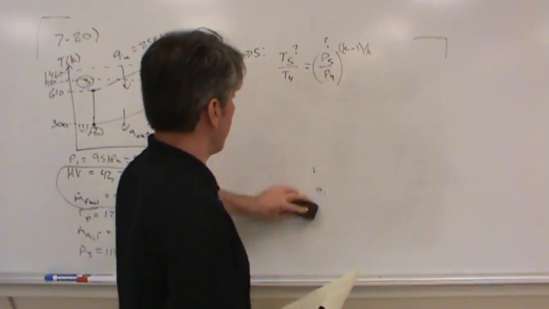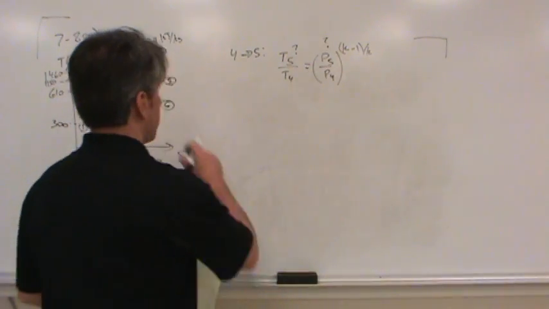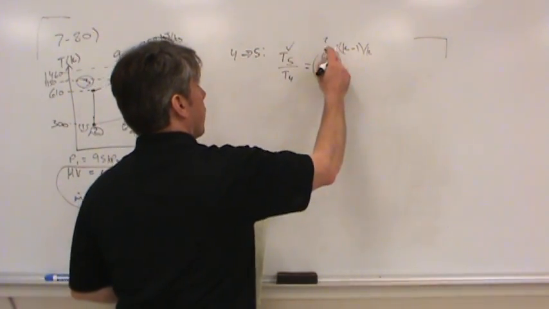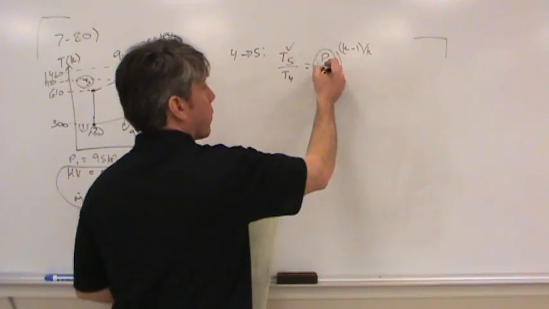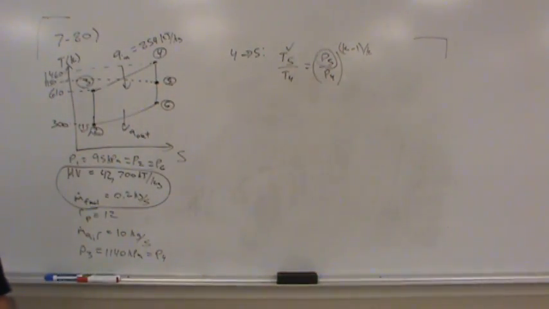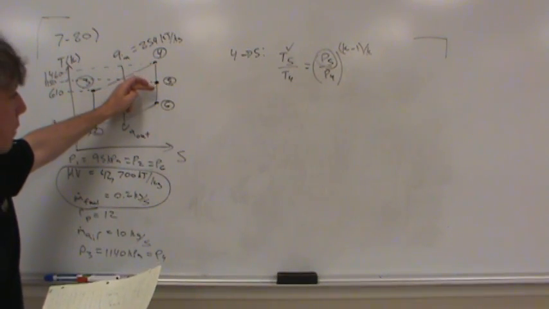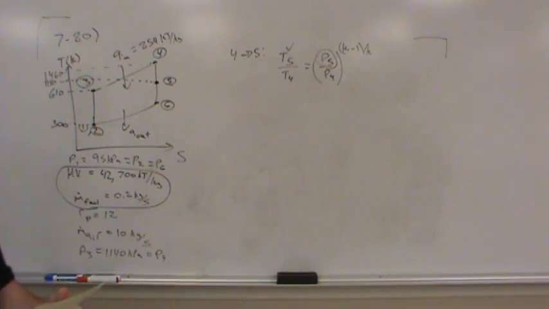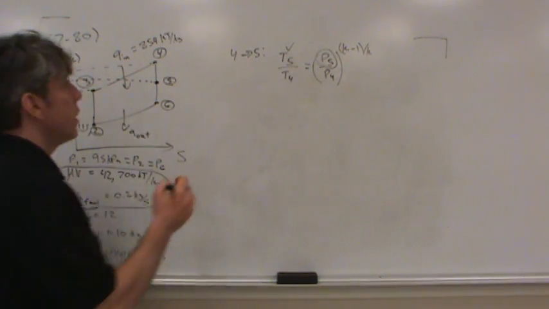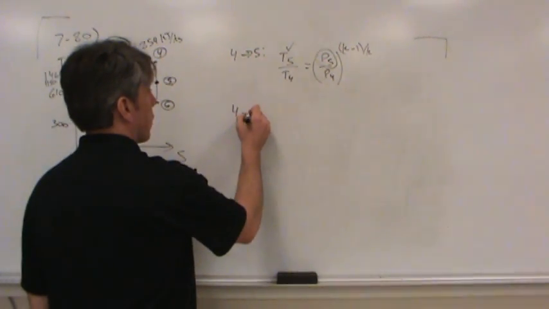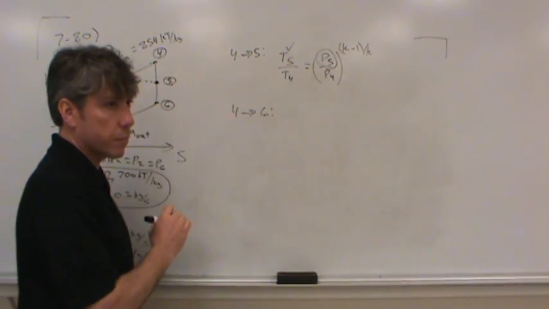Because notice, now we know the temperature in state 5. If we wanted to, we could find the pressure in state 5, right? And once we did that, then we could use another isentropic relationship to go from here to here to find the temperature in state 6. There is a shortcut. You can simply relate state 4 directly to state 6.